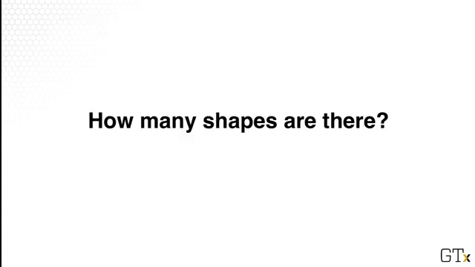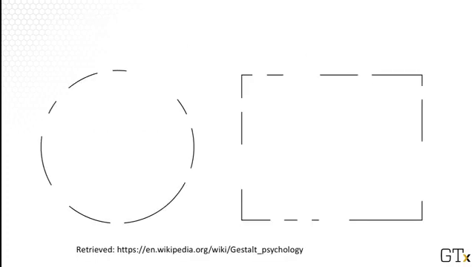How many shapes are there? Despite some broken segments in these 2 shapes here, one is a circle, one is a rectangle. Human beings are really good at completing all these missing parts. So what that means is that we can understand things by doing closure. We like to close things together. If some small parts are missing, we're very good at completing them.